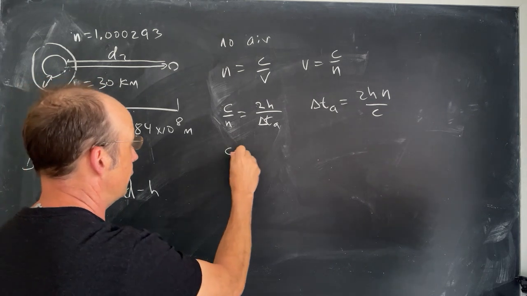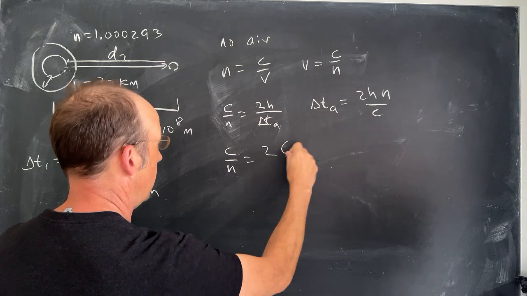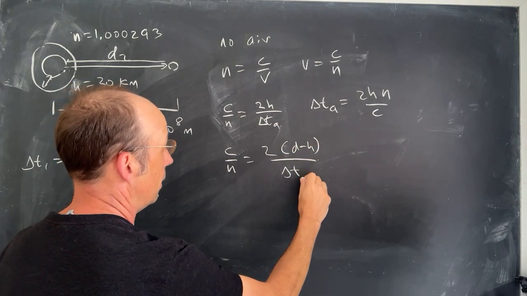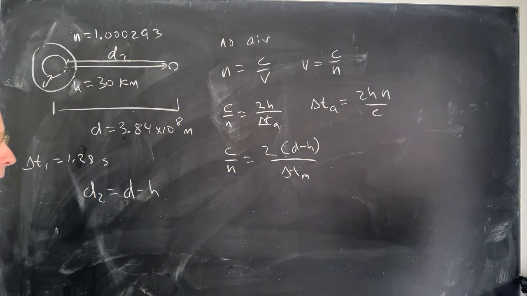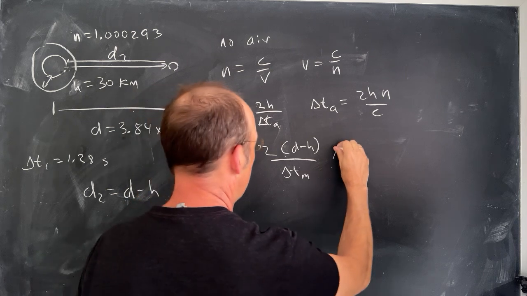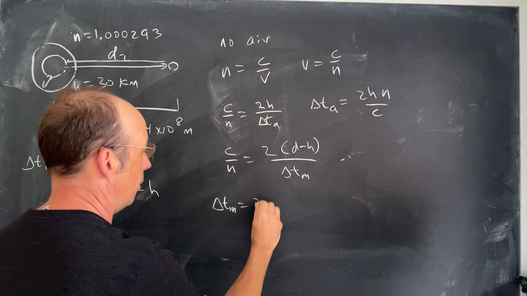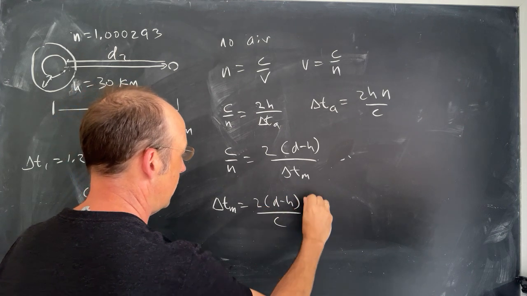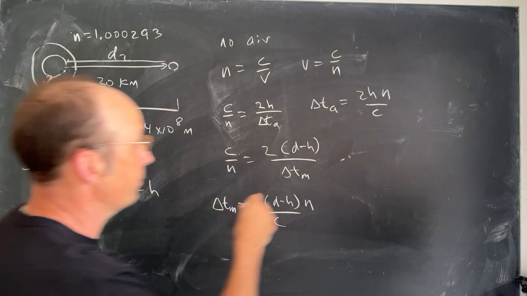Now for the other part, I have c over n is 2 times d minus h over delta t, what should I call that? M for the moon. I don't know what that's called. If I solve for that, I get delta t moon. It's going to be 2 times d minus h, times n over c. So I can calculate those two times and then add them together. That's what I'm going to do. And then we can compare that to this time.